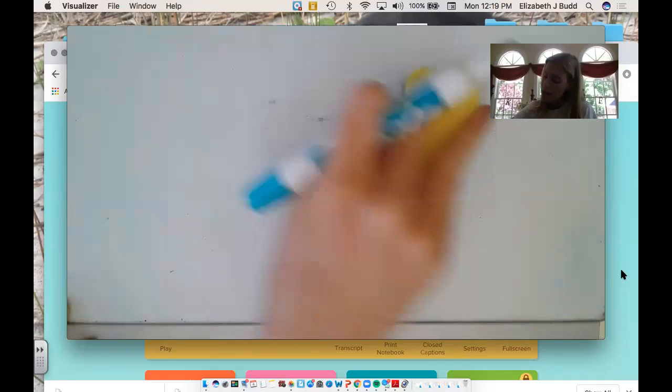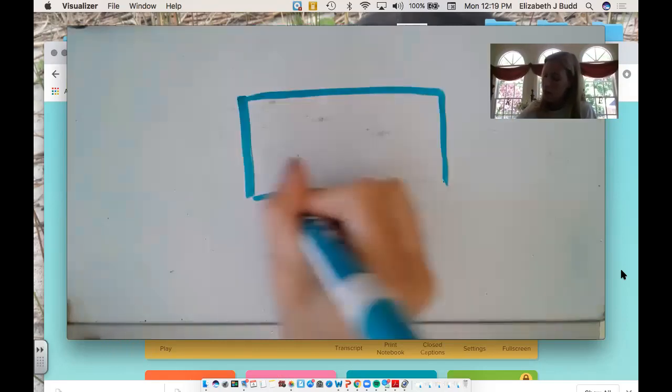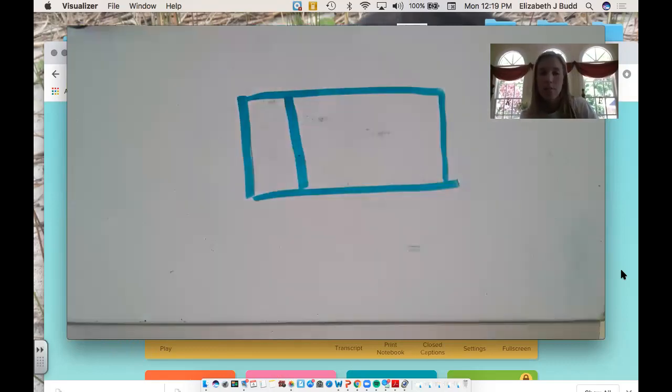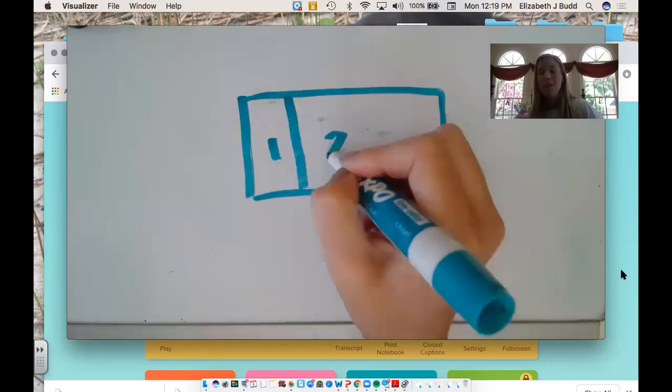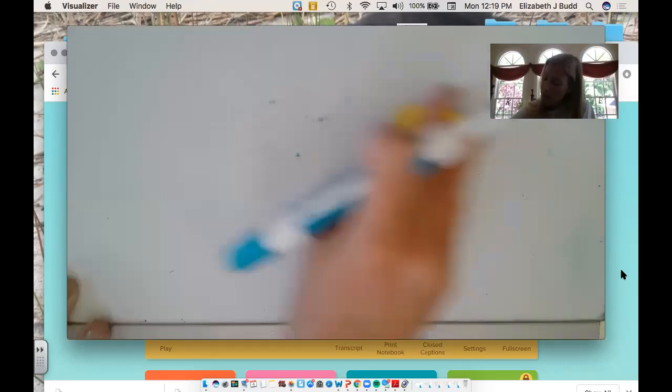Now, let's say that I have a rectangle and I want to split it into halves like this. Is that accurate? Did I split the rectangle into halves? Yes or no, and why? The answer is no. We did split it into 2 pieces, but they're not equal pieces. Okay? Let's try this way.